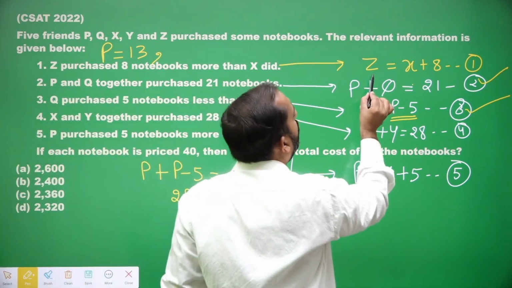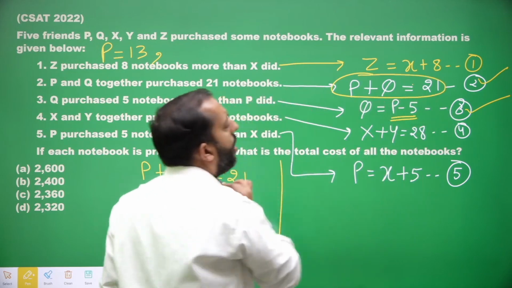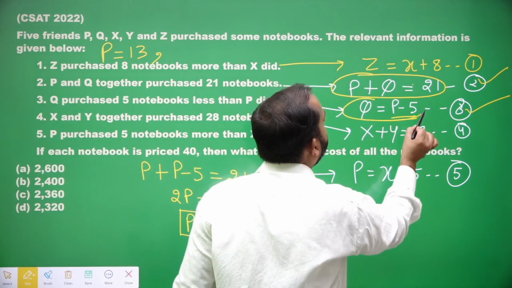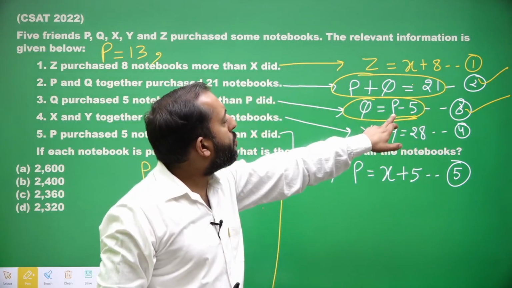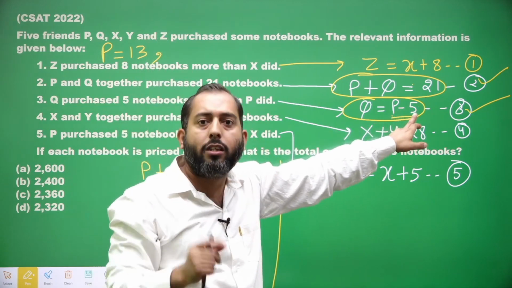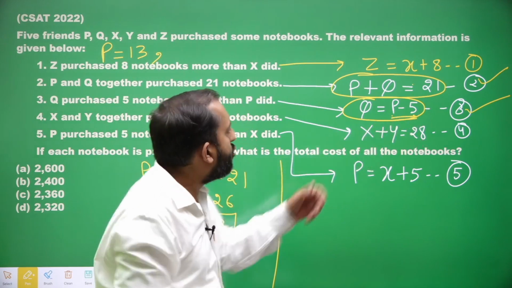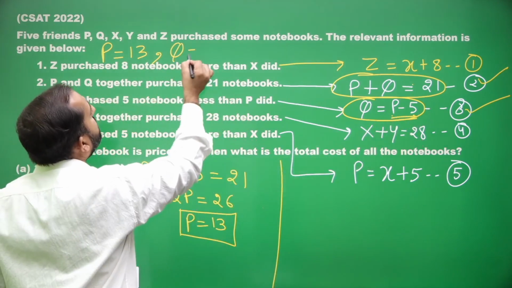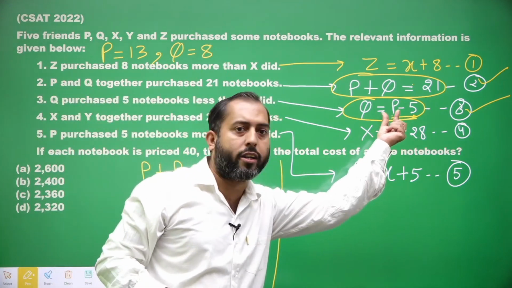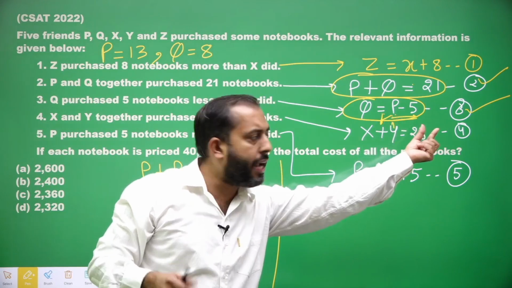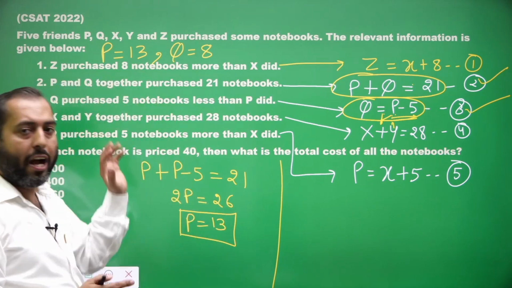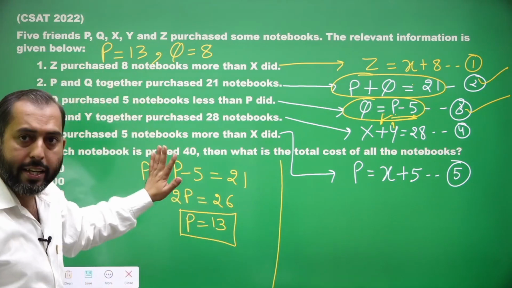Now using this equation 3 only, number of notebooks that P has purchased is 13. So 13 minus 5, 13 minus 5 is what? 8. So number of notebooks that Q must purchase should be 8. By using this equation number 3, value of P is what? 13. 13 minus 5 is 8. So number of books with Q should be 13 minus 5, which is 8. I hope this is clear to everybody. Can I erase it? Okay.